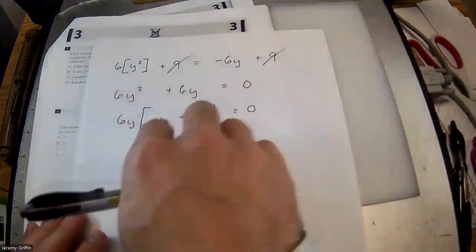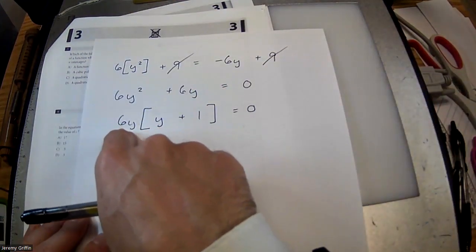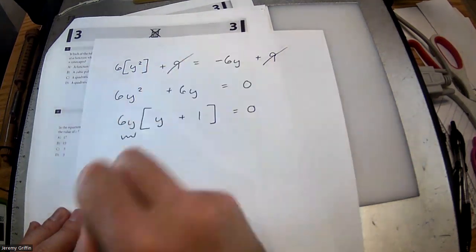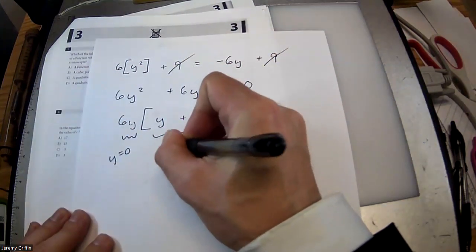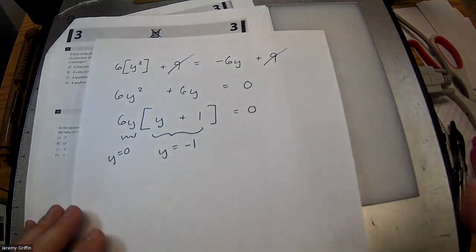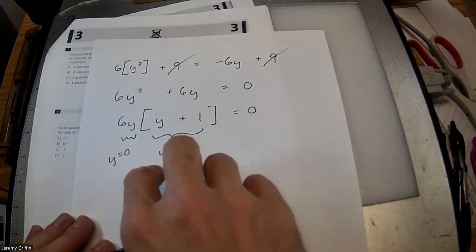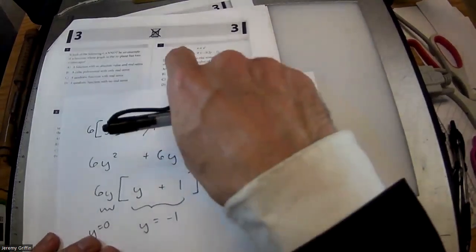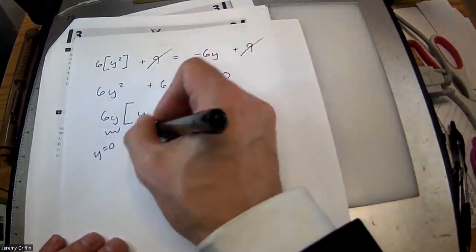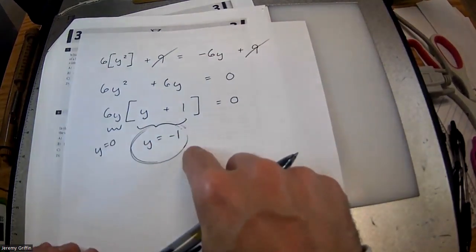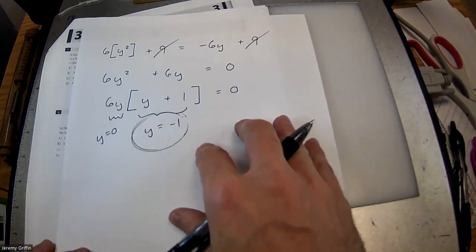So if you do this method, then y could be what from here? 0, and y could be what from here? -1. Now we still have a couple more things to do, because they said we're specifically interested in y strictly less than 0. So y has to be negative, which means we care about this one specifically.